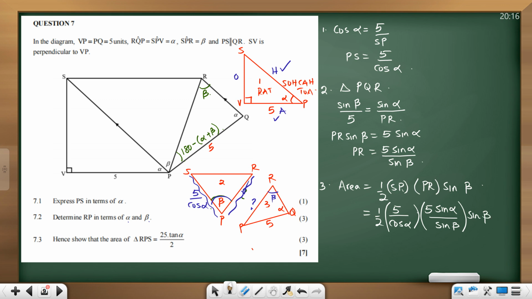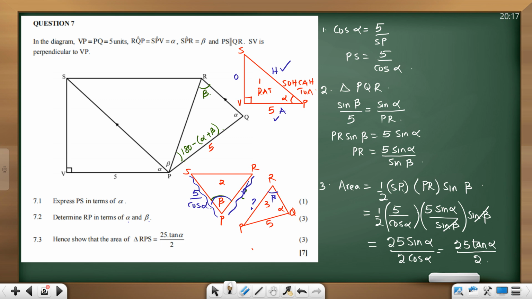Multiplied by sine beta. The sine beta cancels. 5 times 5 would give us 25. What do you notice? Sine alpha over 2 cos alpha. And what is sine alpha over cos alpha? Tan alpha. 25 over 2, 25 over 2 tan alpha. Done. Know the rules, know the usage, case closed.